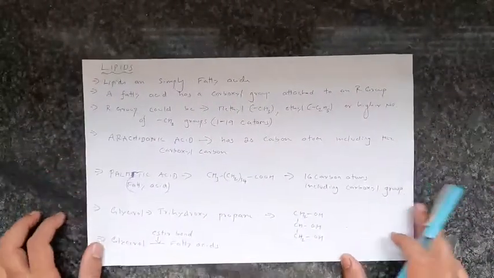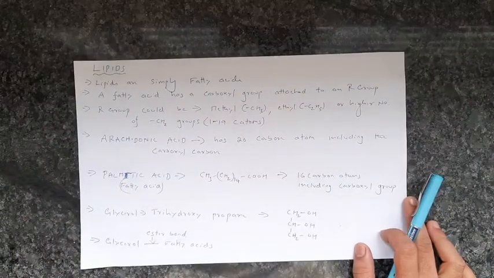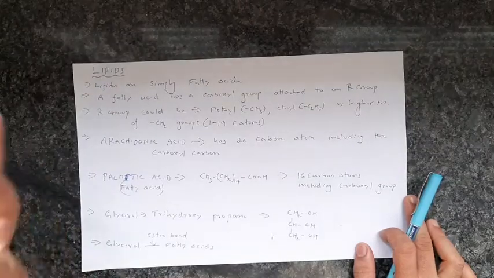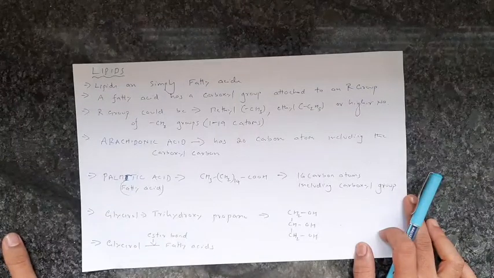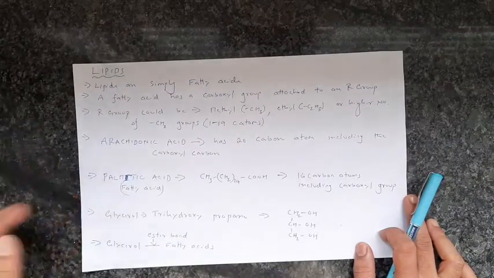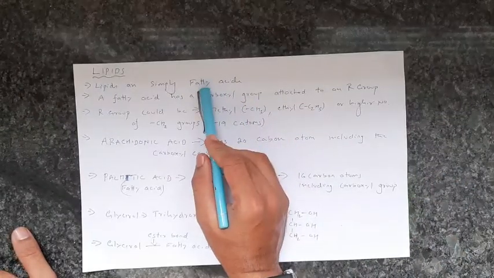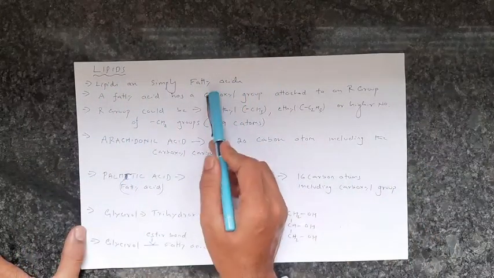Now this is another important concept. Lipids. What are lipids? Lipids are nothing but fatty acids. Sometimes, along with the fatty acids you see glycerol also. So based on the number of glycerol we can classify the lipids as monoglycerides, diglycerides, triglycerides. Got it? But remember, fatty acid plus glycerol. But basically lipids are nothing but fatty acid.